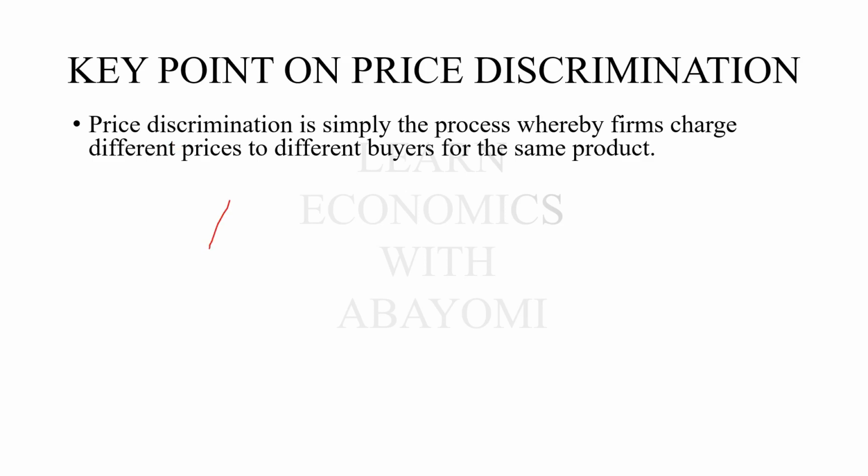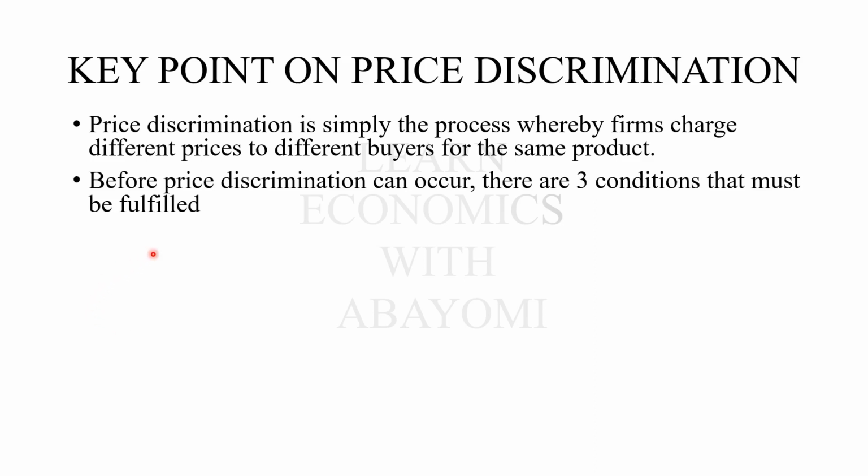We can have individual A and individual B. Now, we have a mobile phone, and this same mobile phone is sold to individual A and B at different prices. That is simply price discrimination. So now, I hope you get the quick illustration. So let's move on to another thing you need to know about price discrimination.